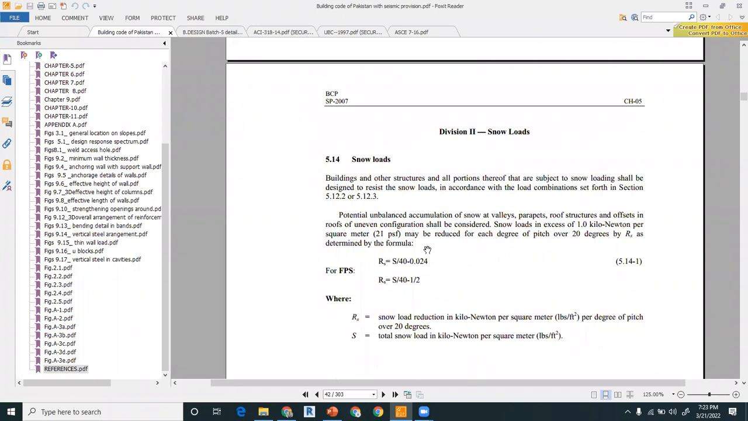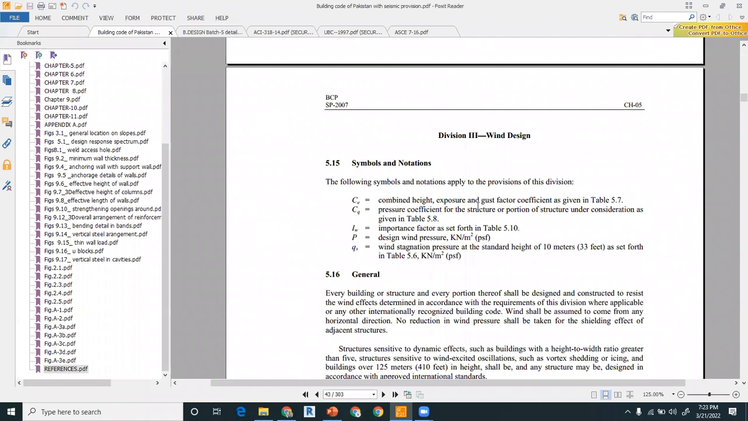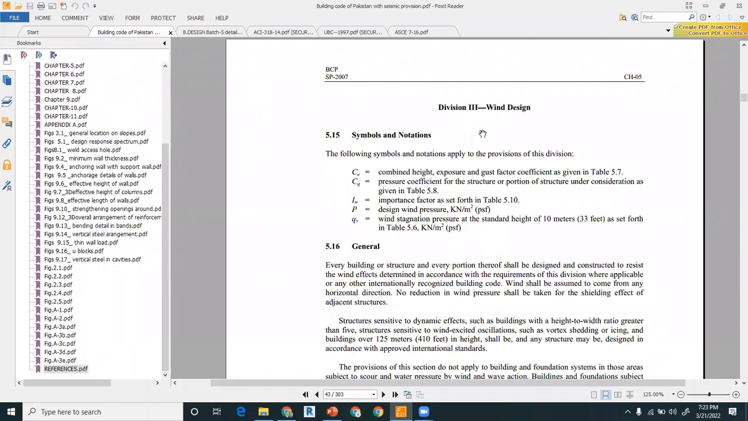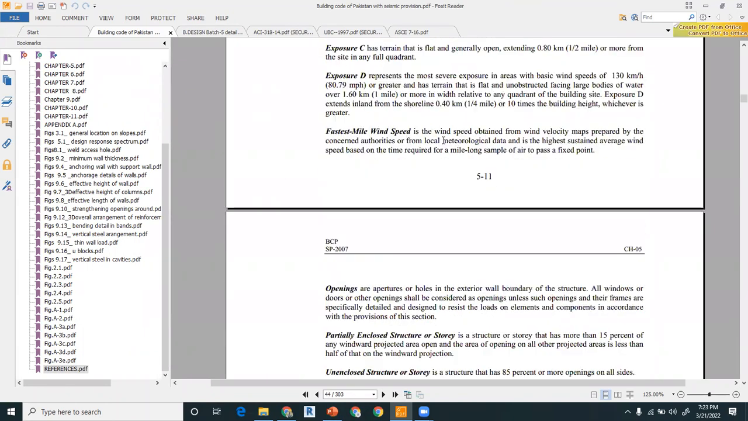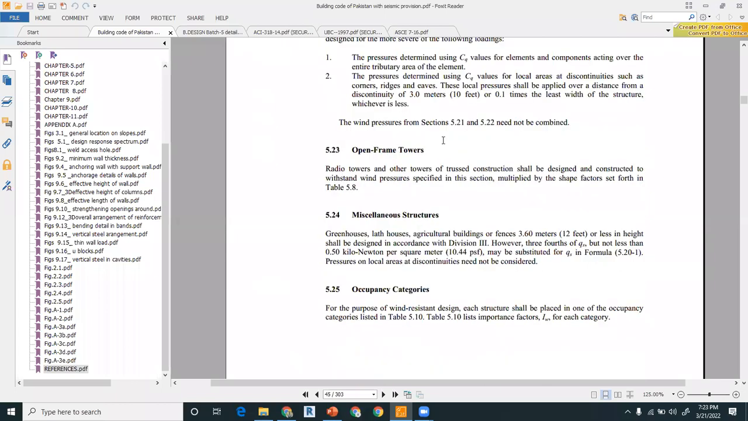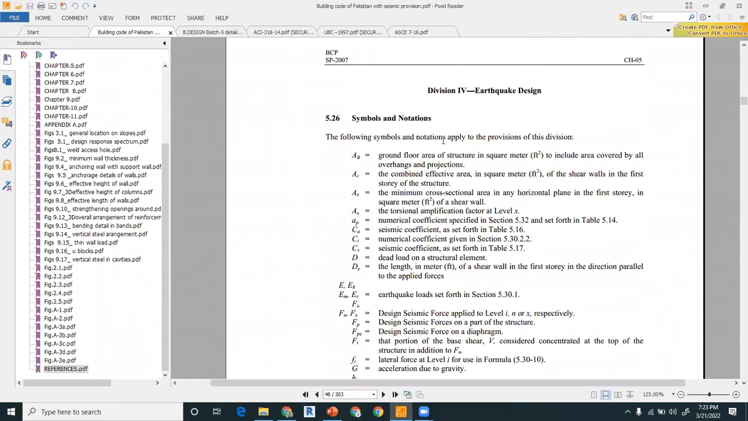The next, the second part of this chapter, is the snow load, if you are designing a structure for snow. And the third part is the wind design, that is, how you will design your structural system for the wind.